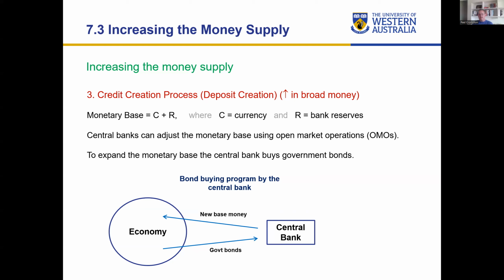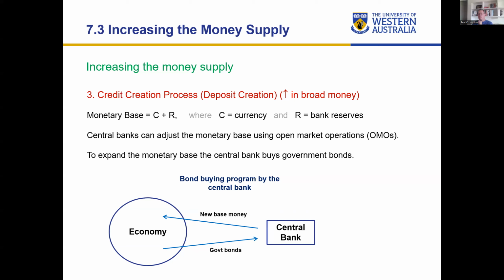What they tend to do is inject money into the economy by buying bonds. So we know what bond markets are about now, and you'll probably now begin to appreciate why we went through bond markets. So they're going to buy bonds. So let's just keep it really simple.